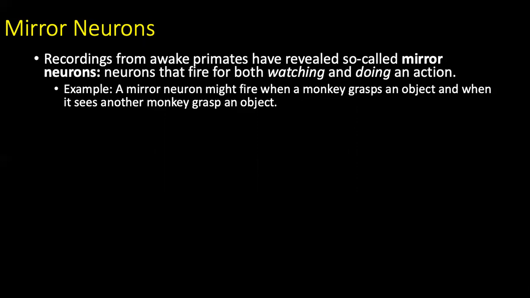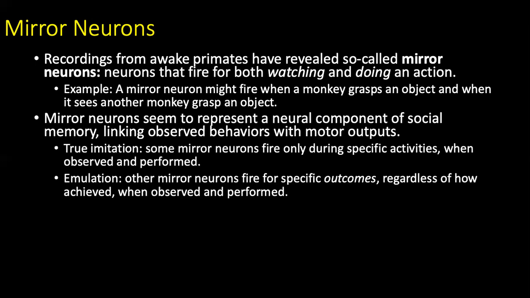So an example would be if we're recording from a specific neuron, right, in a monkey, that neuron will fire when the monkey grasps a specific object and when it sees another monkey or an experimenter grasp that same object, right? So that's interesting. Mirror neurons seem to represent then a neural component of social memory, that is, being able to link behaviors that we've observed other people do with specific motor outputs that we would then also do ourselves.